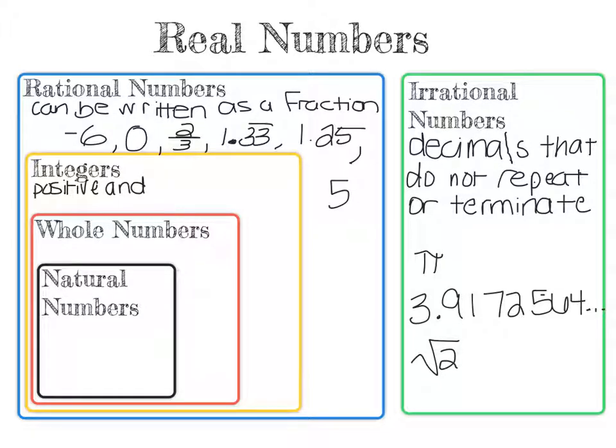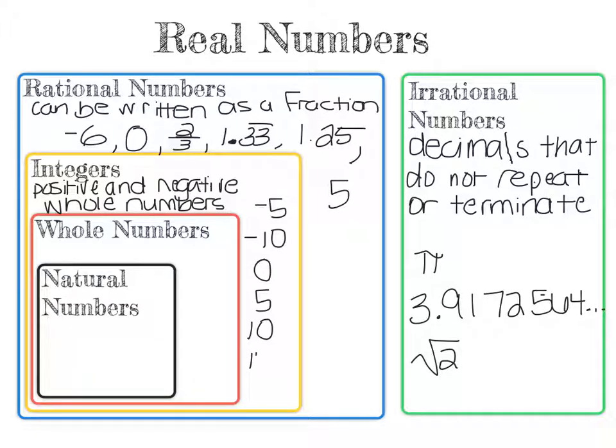Okay? Our next largest subset is integers, and these are positive and negative whole numbers. Okay, so positive and negative whole numbers, we're looking at things like -5, -10, 0, 5, 10, 100. And don't let things confuse you. Sometimes you might see 4/2 and be asked to classify that. But since 4/2 simplifies to 2, it is also an integer.